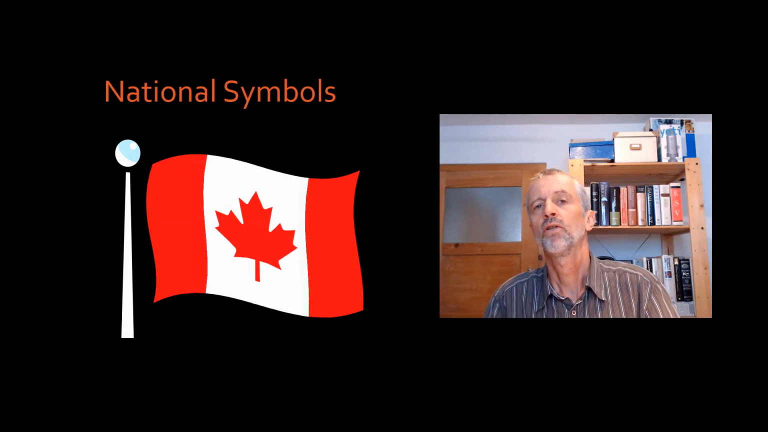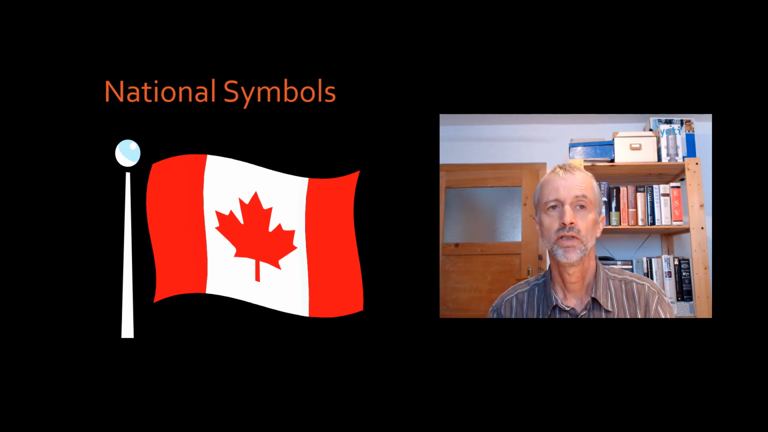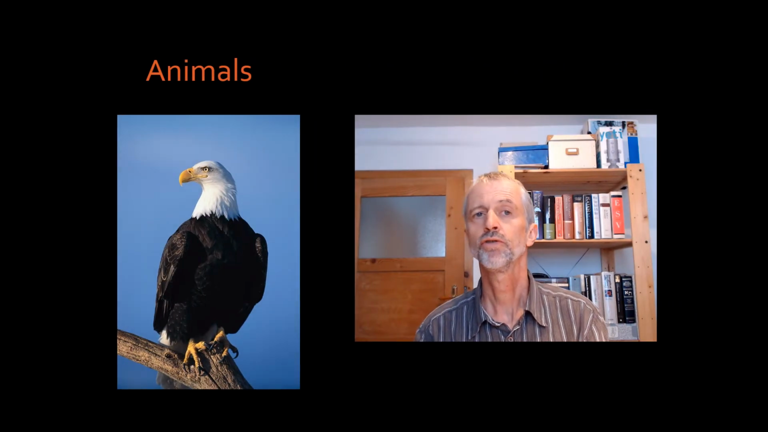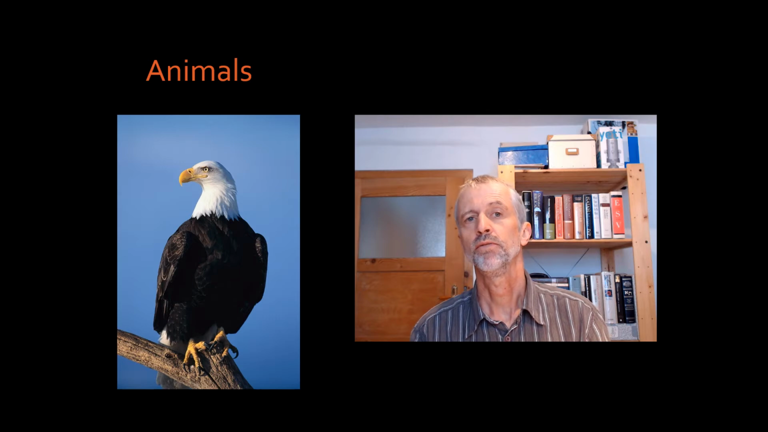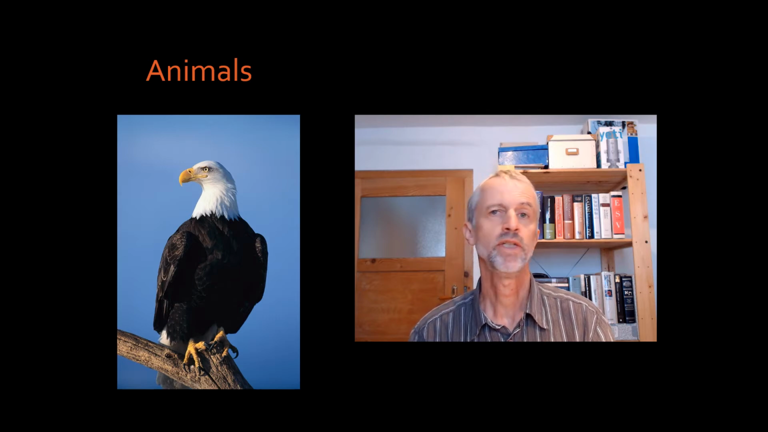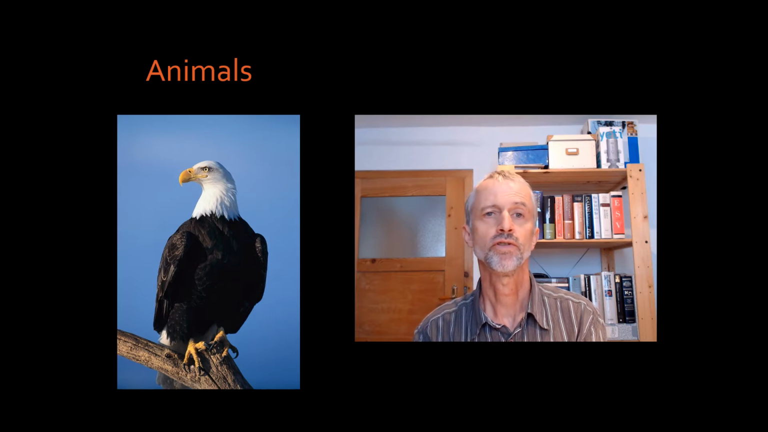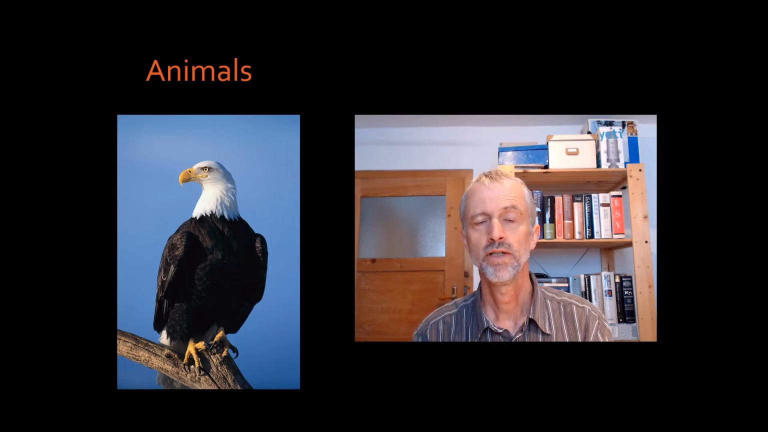Of course, there are all sorts of other symbols that we are familiar with. This one is a national symbol in the form of a flag. It represents Canada. Animals can be used symbolically. This one is the bald eagle, and you may immediately connect it with the United States. Even though many countries have an eagle as their symbol, it's often either an eagle or a lion.